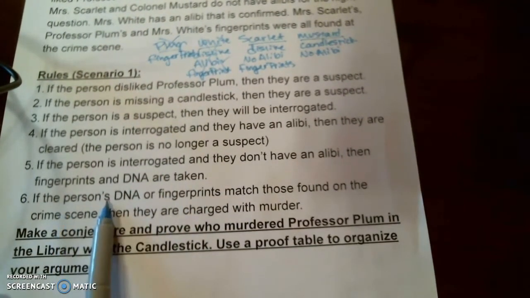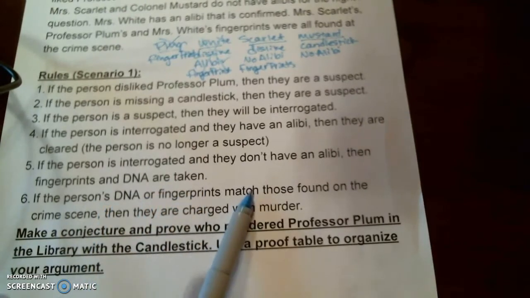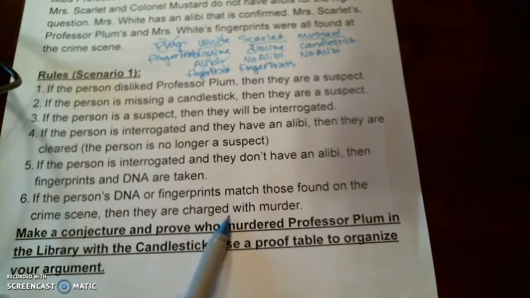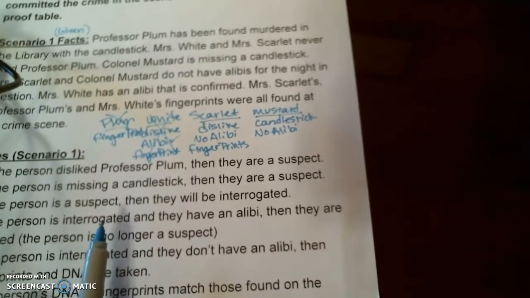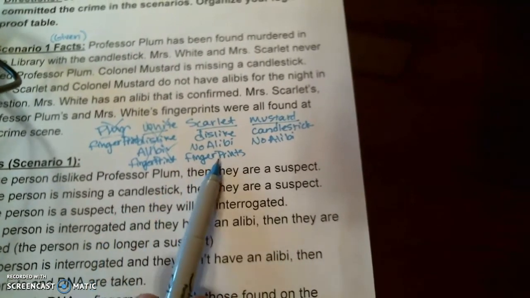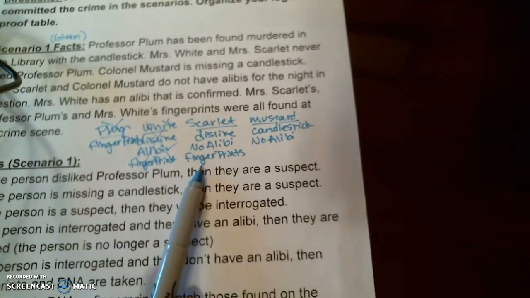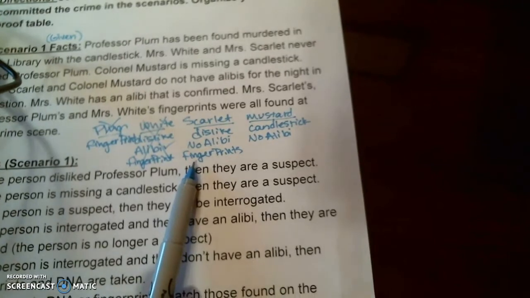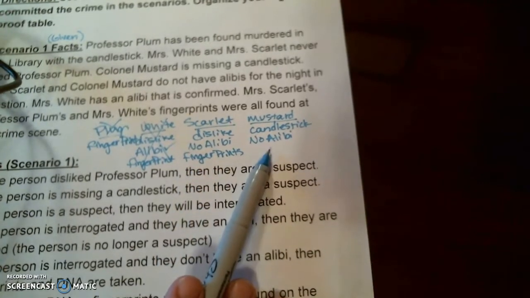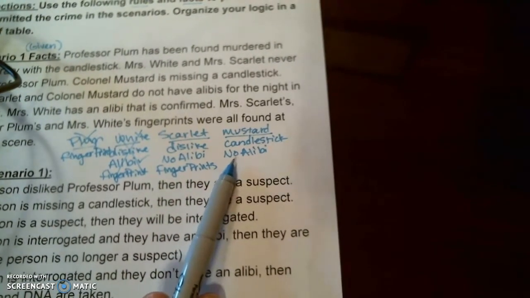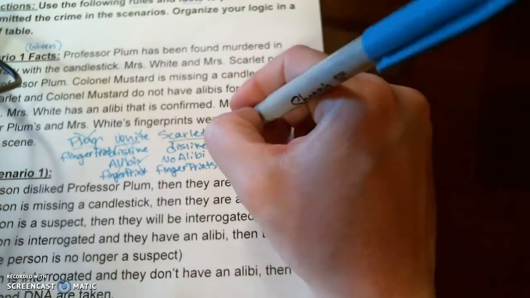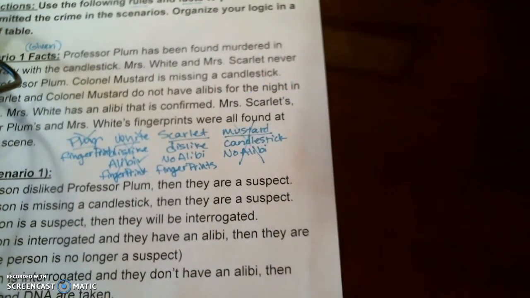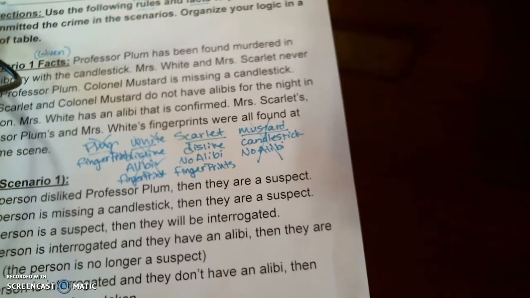If the person's DNA or fingerprints match those found on the crime scene, then they are charged with murder. So who's charged with murder? Just Miss Scarlett, because her fingerprints were found on the scene. Okay, and that's what that very last statement is saying. Colonel Mustard's fingerprints were not found on the scene. So Colonel Mustard is ruled out. It was Miss Scarlett. And that's what we're running with.